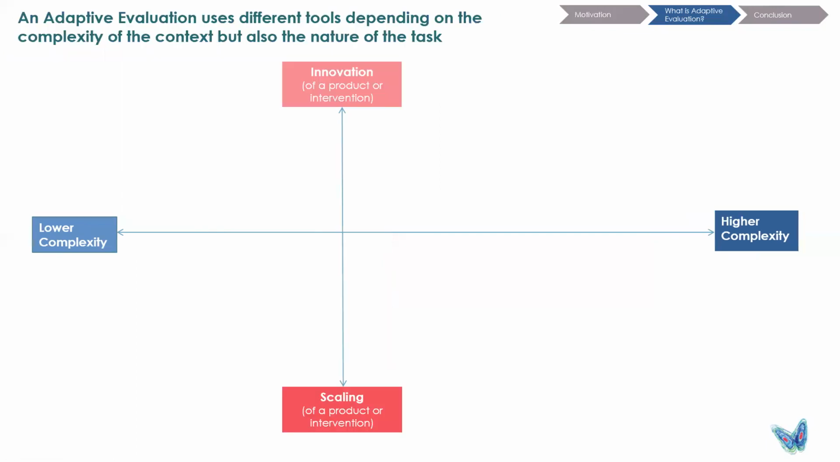And so an adaptive evaluation uses different tools depending on the complexity of the context, but also the nature of the task. And so we have the two scales, the complexity scale and the innovation scaling continuum. And we're going to try and map different techniques onto these two axes. And so we'll start with the first quadrant. This is the quadrant in which we have lower complexity and we're at innovation.